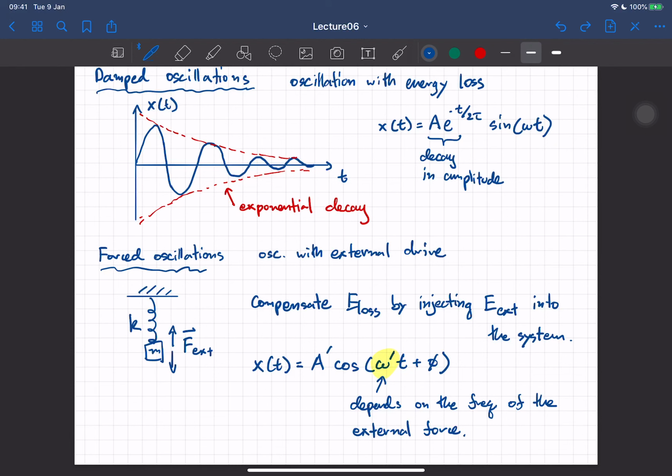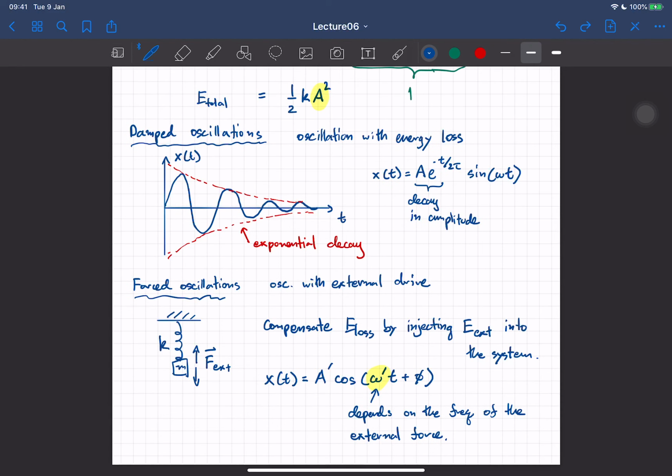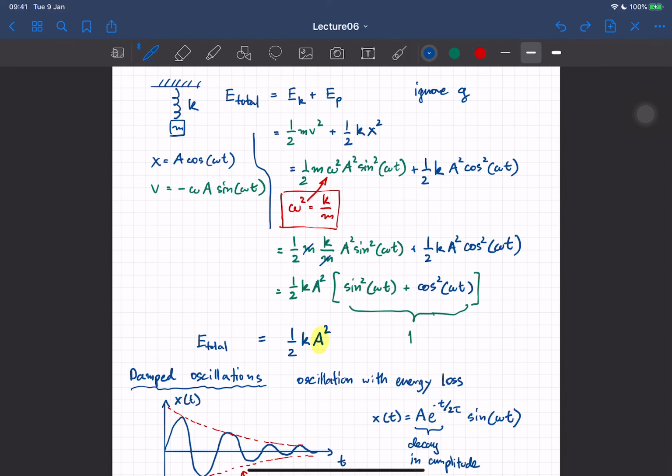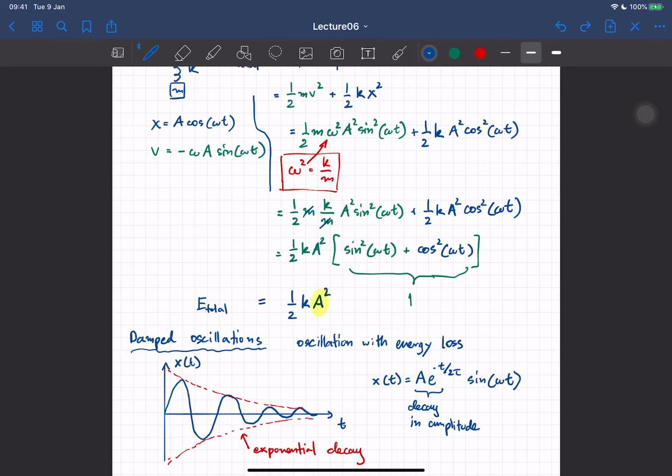Okay, so I think that's all I want to talk about today. Next time we're going to start talking about waves. We're going to see how we build upon all of this simple harmonic motion concept into waves, which are a collection of many oscillators altogether.